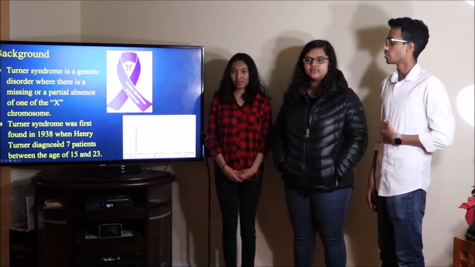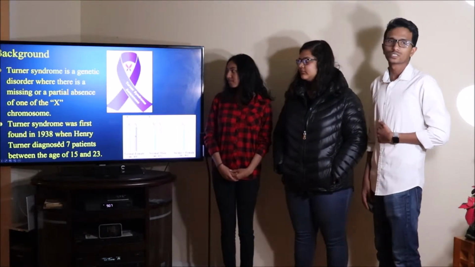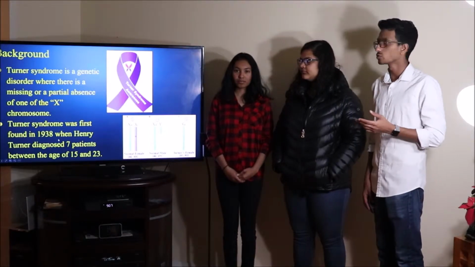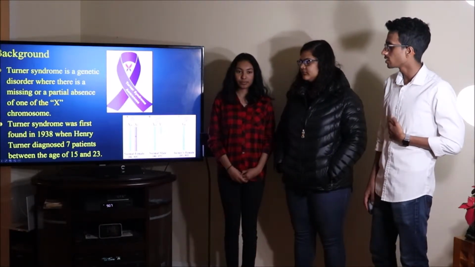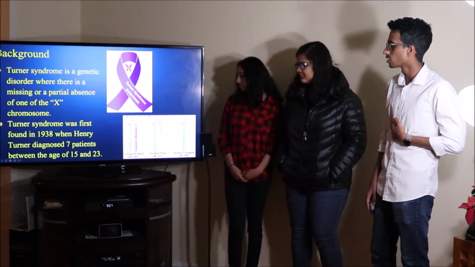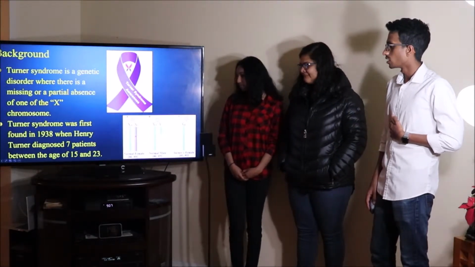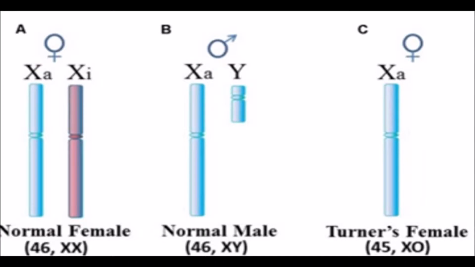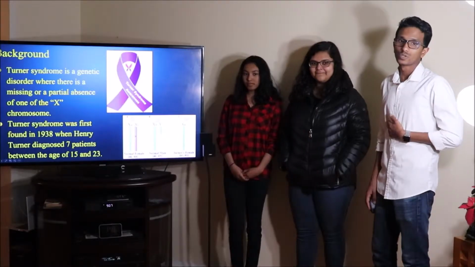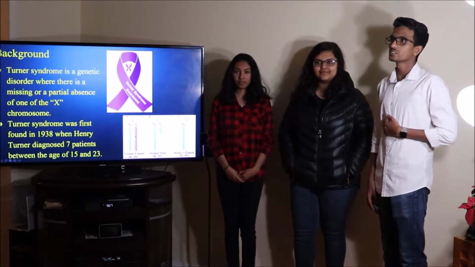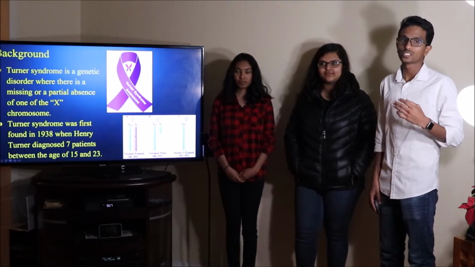We're going to start it off with background. Turner syndrome is a genetic disease where there's a missing or partial absence of the X chromosome. As shown in the picture here, this is what the normal female chromosomes look like, and a female with Turner syndrome. It's also known as 45X, and Turner syndrome is found mostly in girls.